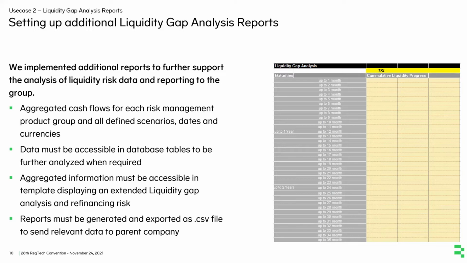First, the different contractual, economic and behavioral cash flows need to be aggregated for different liquidity risk management product groups, considering all defined scenarios, dates and currencies. This aggregated information must be accessible in the system via a specific database table, so the different liquidity gap analysis reports can be quickly accessed via Excel export. This way, a detailed overview over the liquidity gaps of all different risk management product categories can be created and the specific product groups can be analyzed quickly.